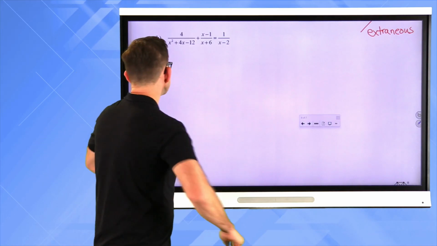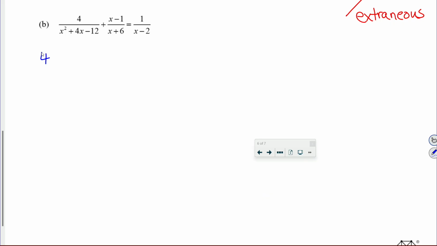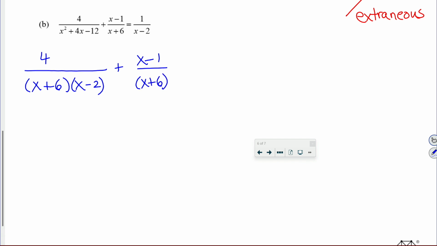Okay, here we go. So first things first, I'm going to factor that denominator, and probably to no great surprise, it's x plus 6 times x minus 2. I'm going to put that denominator and numerator in parentheses immediately. No need to do that here.